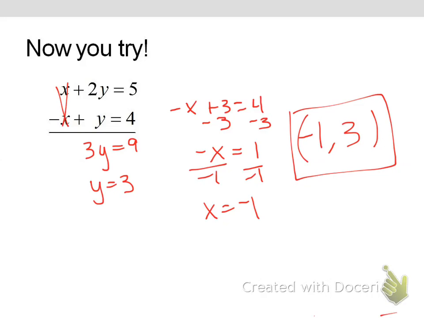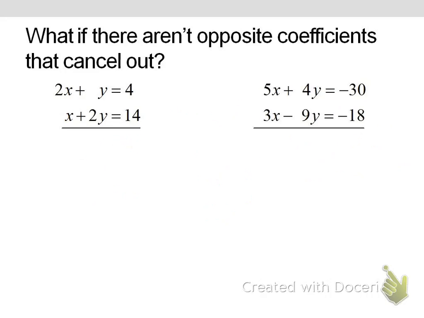What do we do if there are not opposite coefficients? Do we skip it? Do we hide under our desk? Should we panic? No. We should maybe cry. Or we could do both of those things. Or we could, this is an idea, multiply by a coefficient to make opposite coefficients. So I'm going to multiply this one times negative 2.